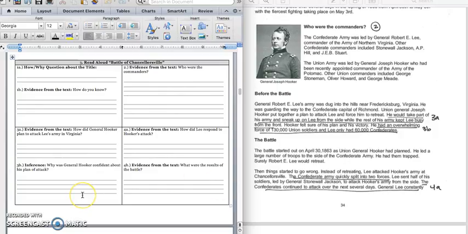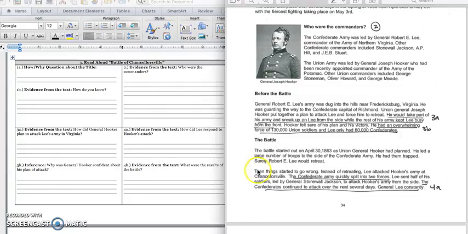So in box 3B, we would write General Hooker was confident about his plan of attack because he had 130,000 men and General Lee only had 60,000 men. Press pause to write down your answer and play when you're ready for box 4. We're going to keep reading the section entitled The Battle.